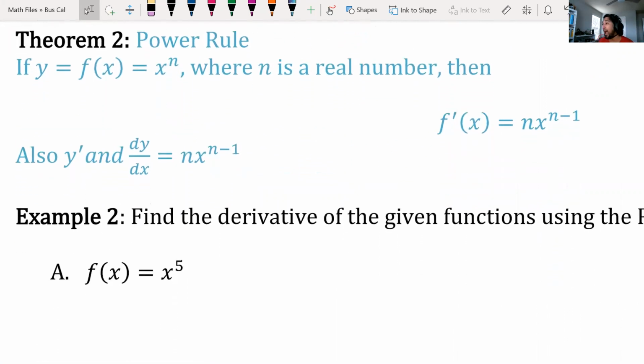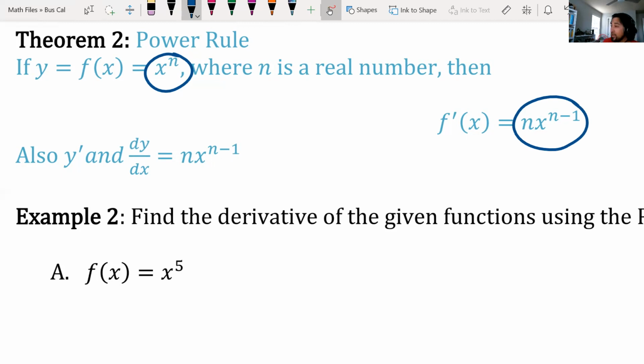Next is the power rule. So this is one of the most important rules for derivatives. So what this rule states is if f of x or y equals some power function, x to the nth power, where the exponent is a real number, then the derivative is given by n times x to the n minus 1.